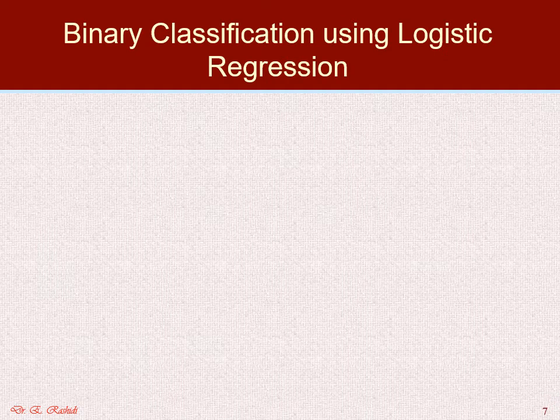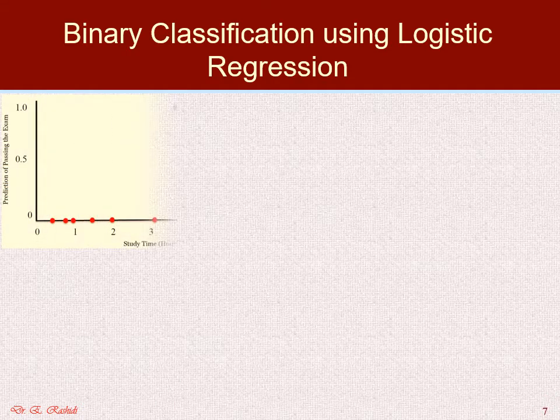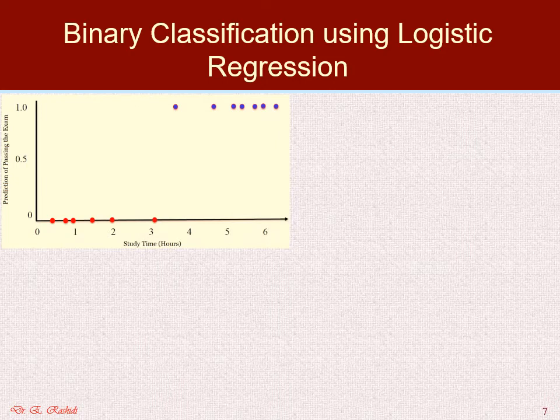Binary classification using logistic regression. Suppose we want to make a prediction regarding whether students in a class would pass a test or not, given their hours of study. So this would be a binary classification because the outcome would be passing or failing. We only would have two outputs.